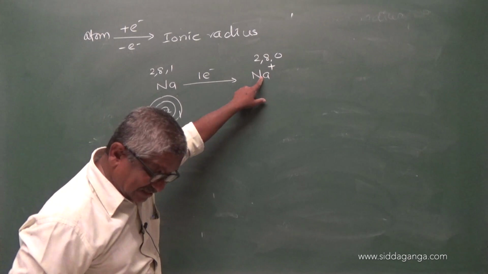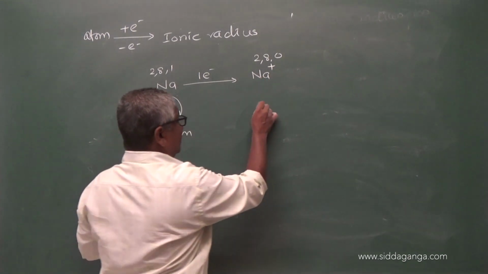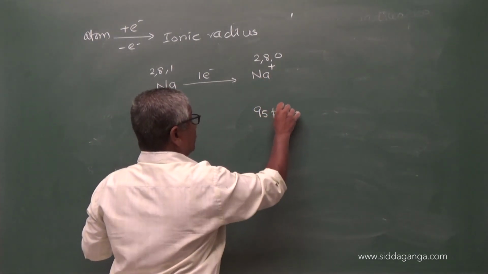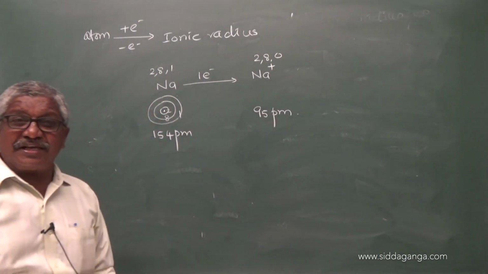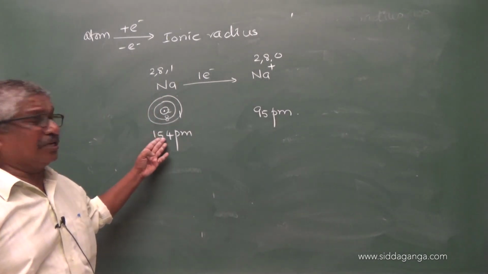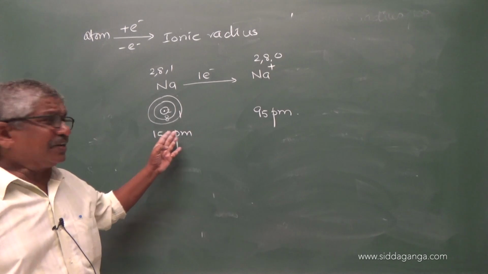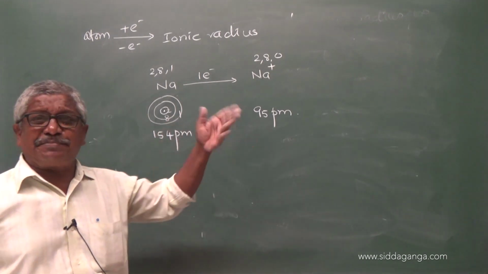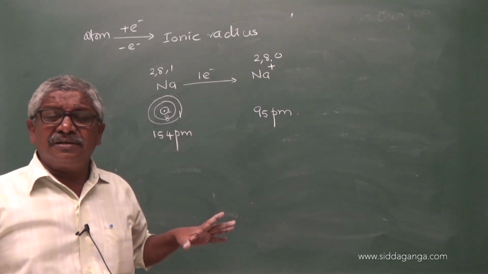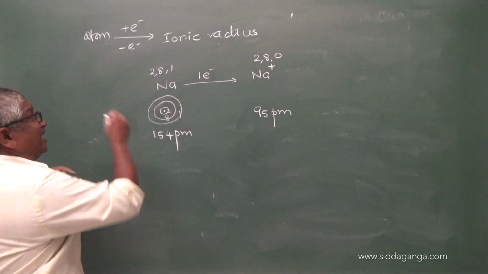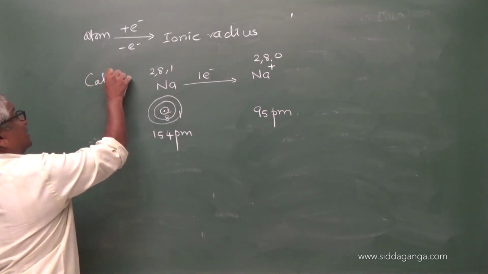After losing one electron, it becomes 95 picometer. It becomes almost 95 picometer.